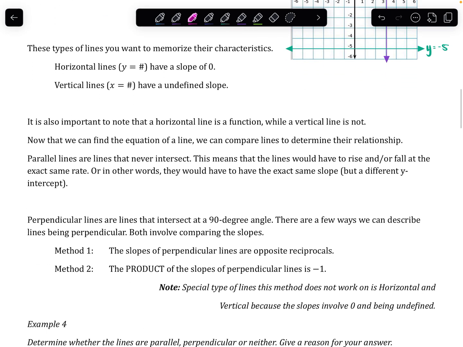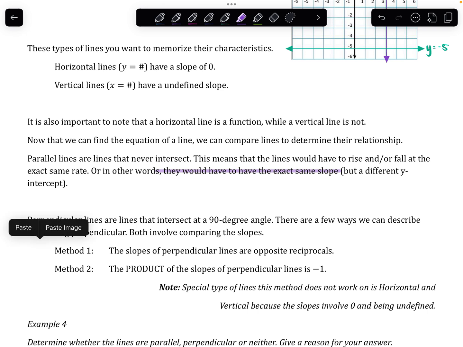All right, next thing we're going to get into is parallel and perpendicular lines. So important things to know is that parallel lines never intersect, which means the rise to run ratio has to be the exact same. So parallel lines have the same slope, but technically a different y-intercept. Otherwise, they would be the same line.